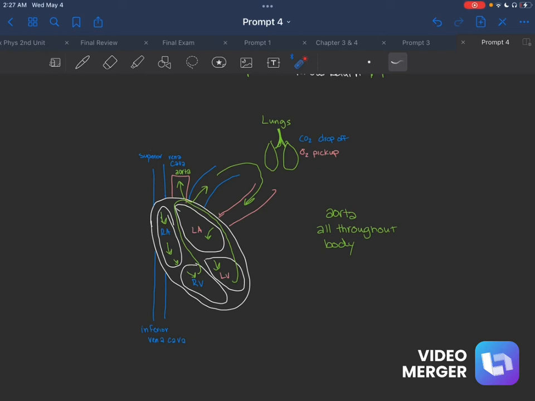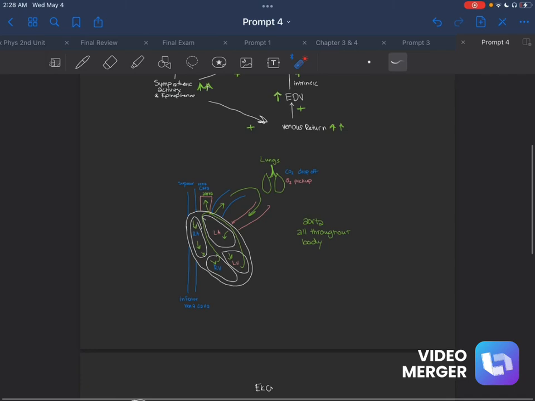So that blood is then going to come back to the left atrium and down into the left ventricle. That left ventricle is then going to really squeeze and contract, and it's going to work its way up to the aorta. And the aorta is the highway of the whole body. So it's going to finally get that blood out to where it needs to be.